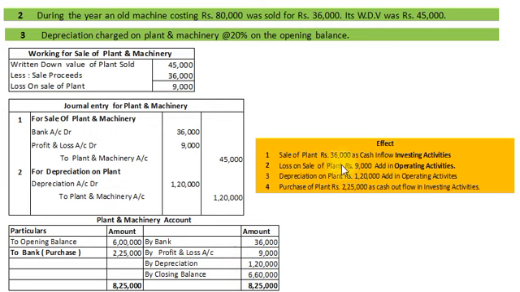Now see the effect. First, sale of plant rupees 36,000 will be recorded as cash inflow in investing activities. Loss on sale of plant rupees 9,000 will be added to profit in operating activities. Depreciation on plant rupees 1,20,000 will be added to profit in operating activities. Purchase of plant rupees 2,25,000 will be recorded as cash outflow in investing activities.